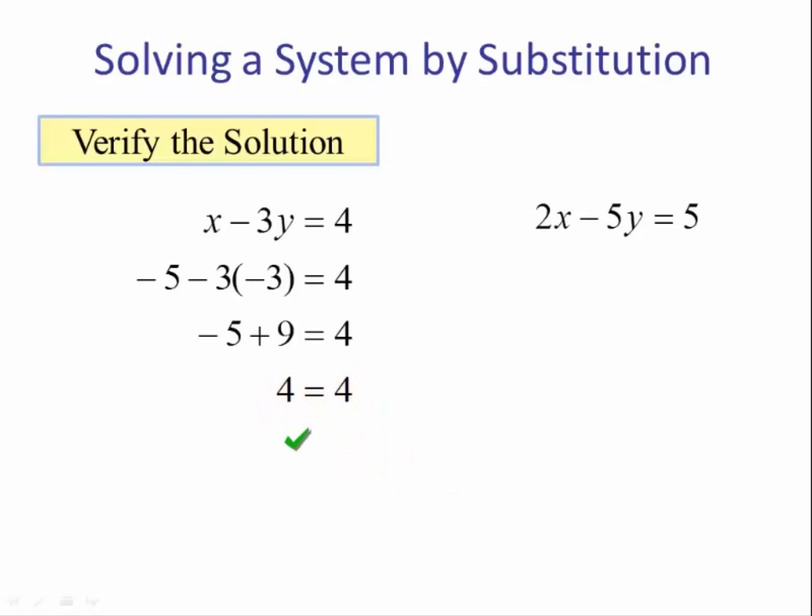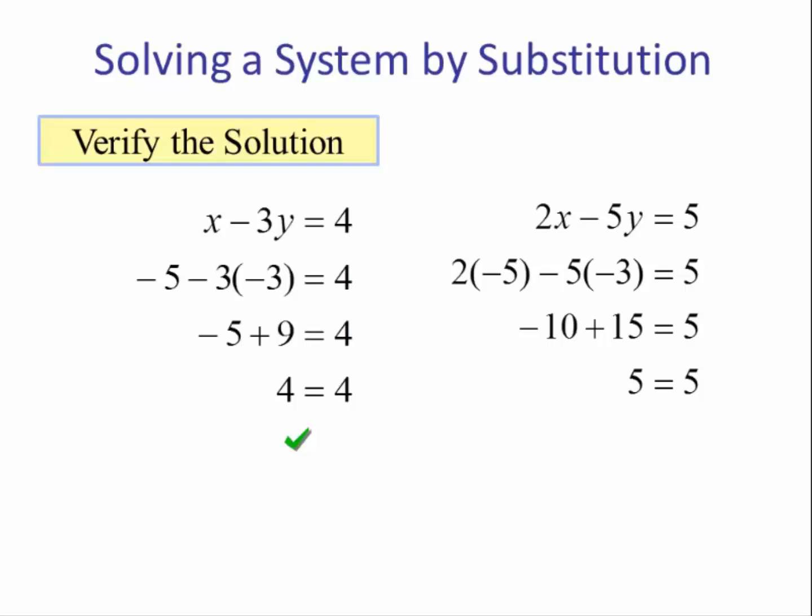It's checked. Second equation. Now we have 2 times negative 5 minus 5 times negative 3, and that should equal 5. We have to multiply first, so this becomes negative 10. Negative 5 times negative 3 is positive 15. And we have 5 equals 5. The left hand side equals the right hand side, so it's checked. So we have verified the solution.